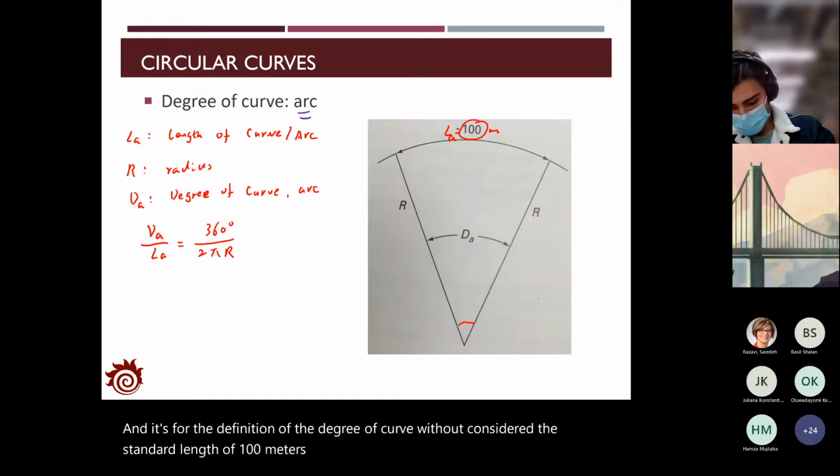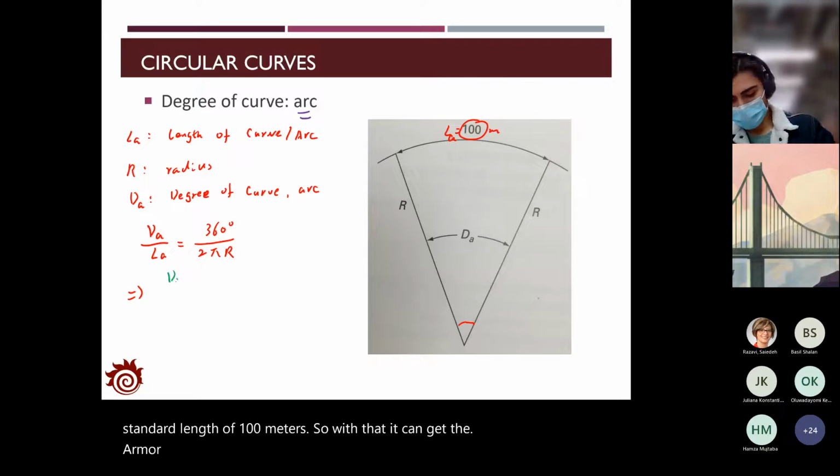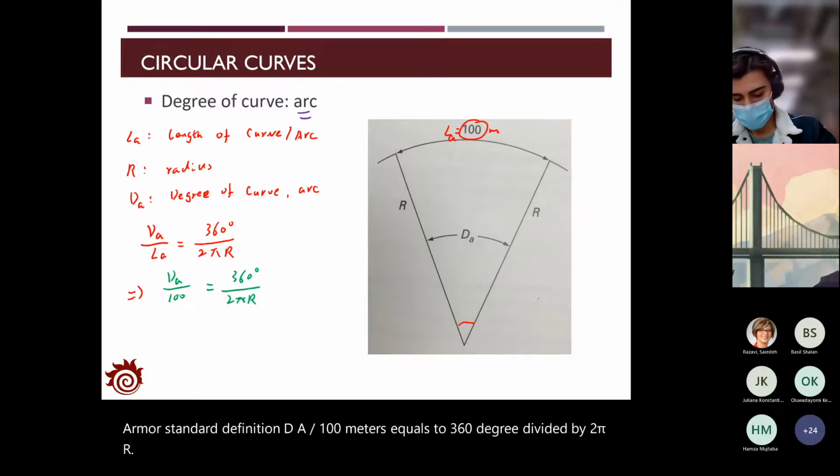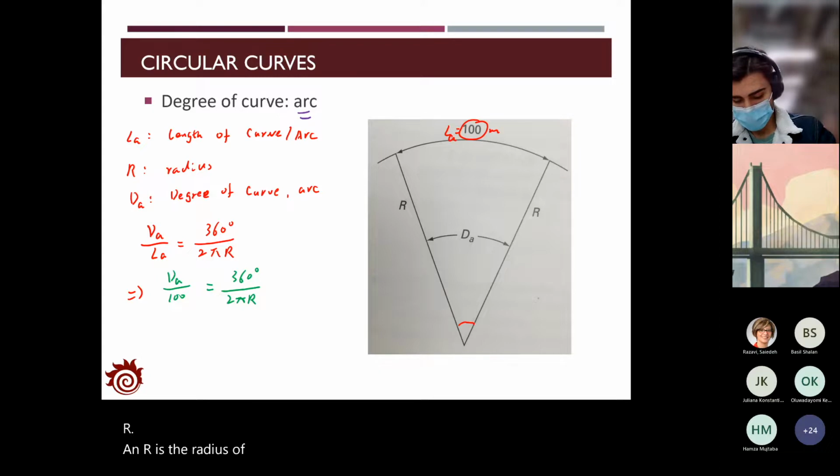So with that, you can get a more standard definition. dA divided by 100 meters equals 360 degree divided by 2 pi r, and r is the radius of the curve. So that's the definition of the degree of the curve with the arc.